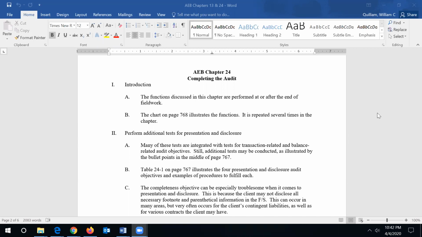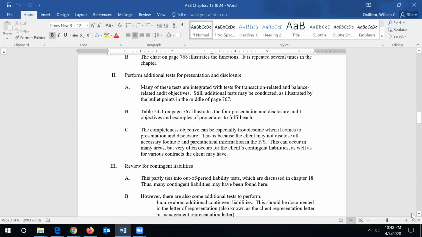So the functions we discussed, again, are performed at or near the end of field work. There's a little chart illustrating the functions. I will be going over those here in the handout itself. So we'll see several different functions and what we need to do there. First thing is to perform some additional tests for presentation and disclosure. Now, here we're looking at footnote disclosure, parenthetical disclosure, etc.